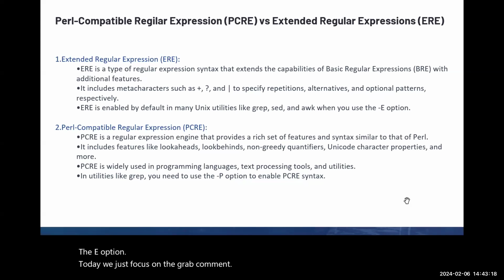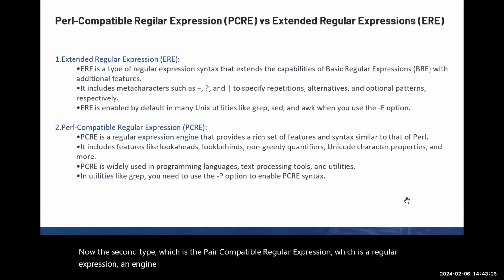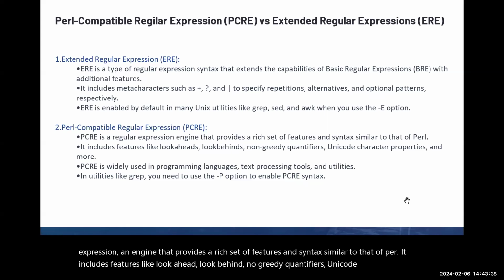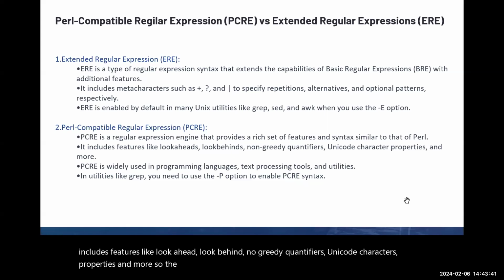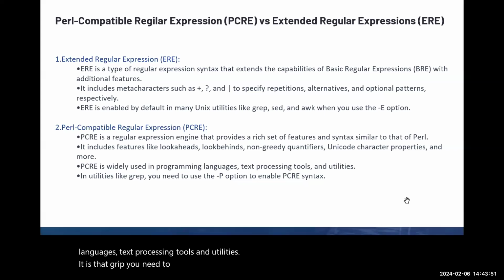Now the second type, which is the Perl-compatible regular expression, a regular expression engine that provides a rich set of features and syntax similar to that of Perl. It includes features like lookahead, lookbehind, non-greedy quantifiers, Unicode character properties, and more. The Perl-compatible regular expression is widely used in programming languages, text processing tools, and utilities. In utilities like grep, you need to use the -P option to enable it.